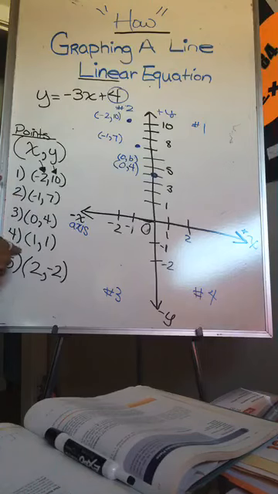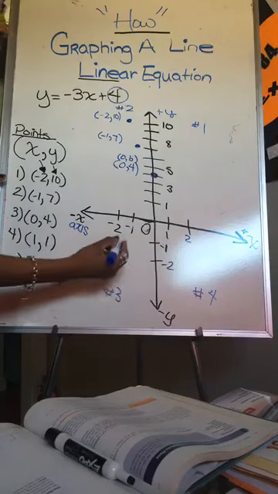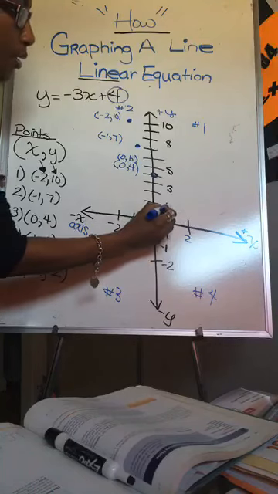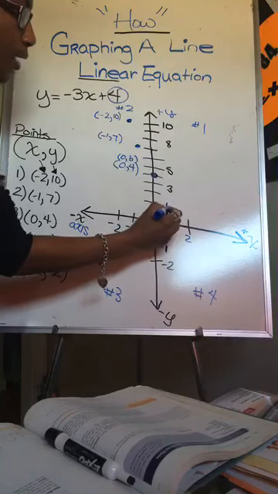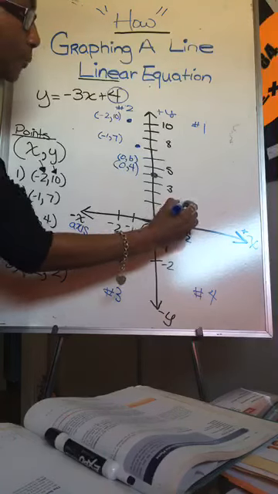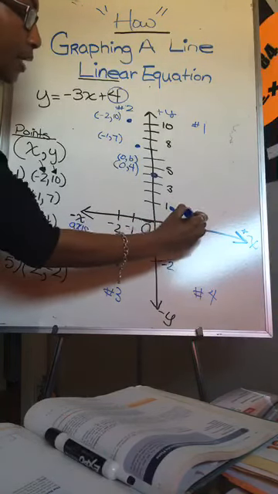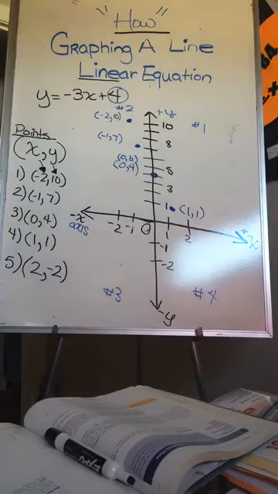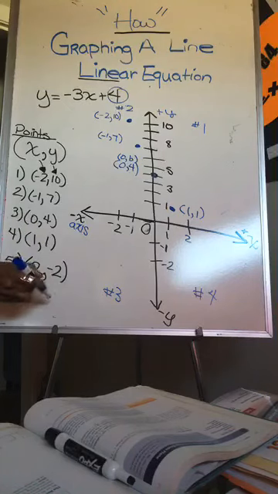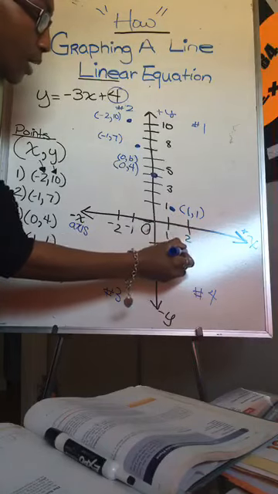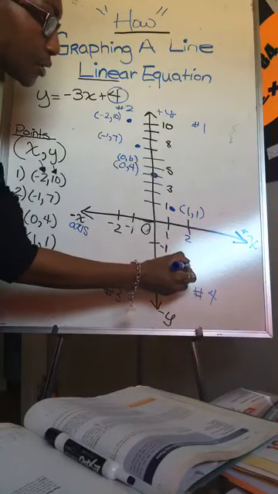All right, so let's go to point 4. Point 4 is we're going to go over 1 and up 1. Over 1, up 1. All right. Do you see this line developing? We're creating a line. It's looking good. 1, comma 1. Okay, our last point is positive 2 on the x-axis, and then we're going down to negative 2. So we're going to go over 1, 2, and come down 1, negative 1, negative 2.